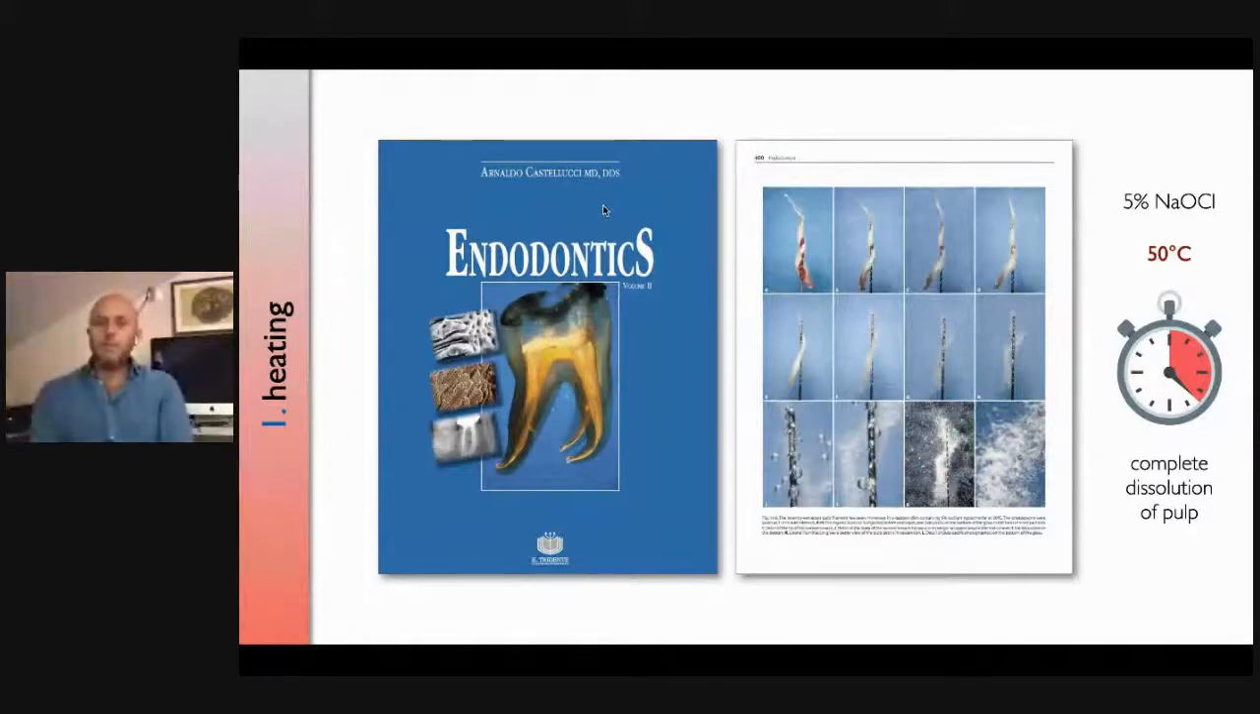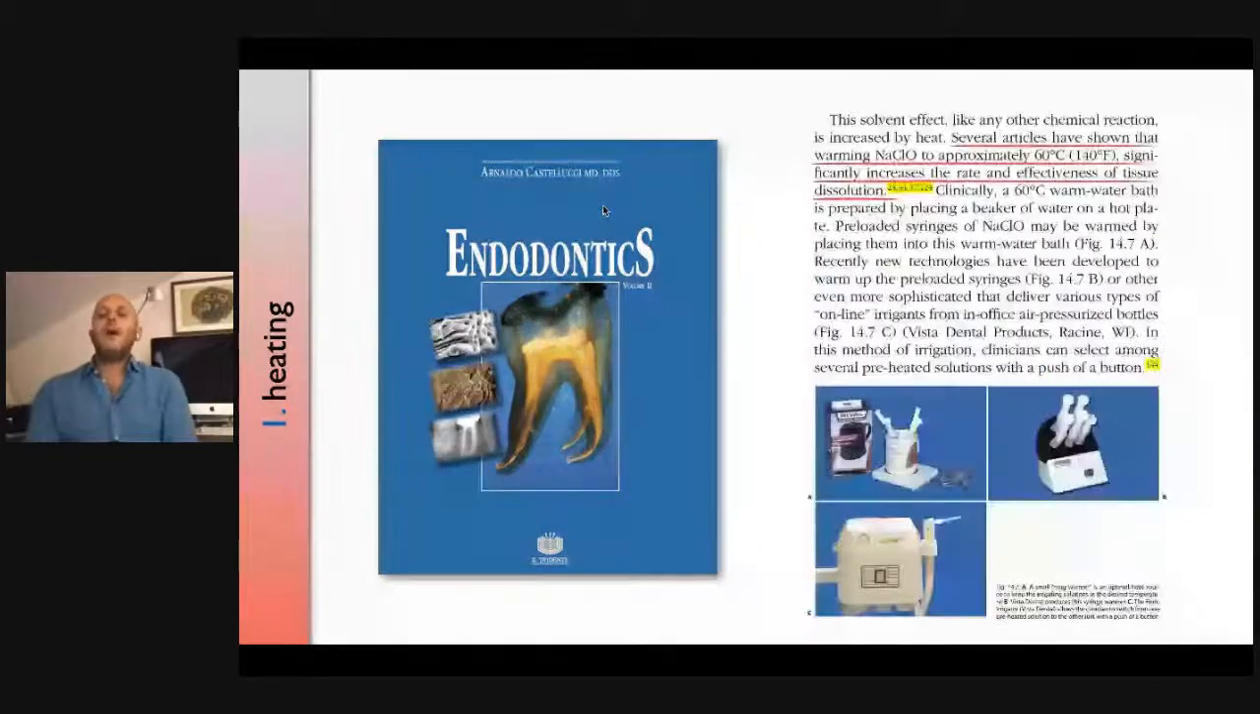And how to do it? With dedicated devices or with simple devices like a mag heater. These are images, text from Arnaldo Castellucci textbook. We can warm the sodium hypochlorite and put it inside the root canal at 50 degrees. And we guarantee the best dissolution as possible of the pulp.